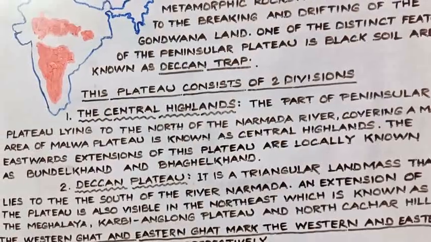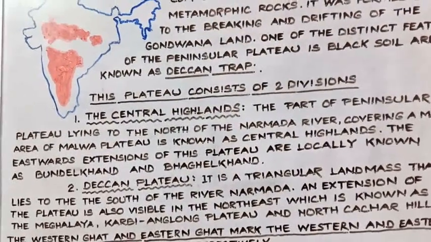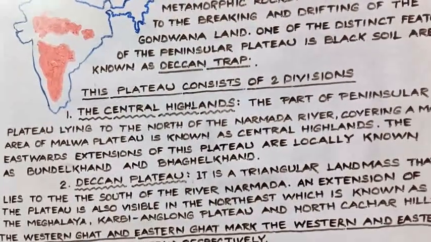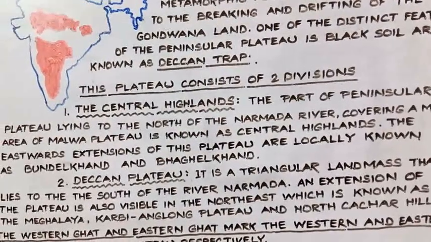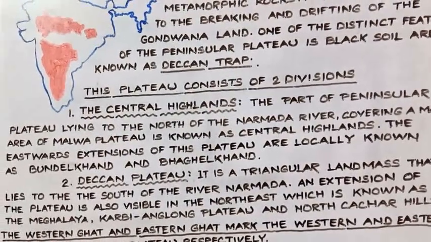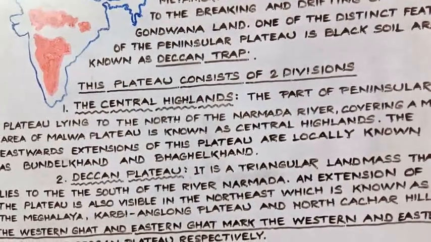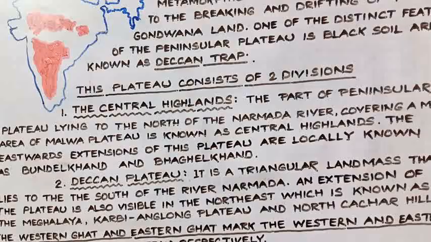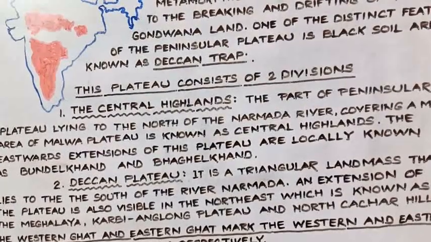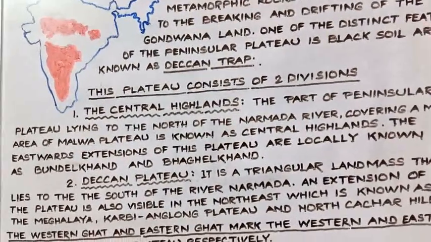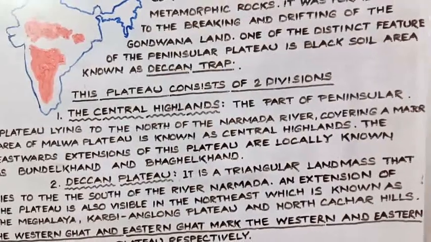Extending towards the east of the plateau, it is locally known as Bundelkhand or Baghelkhand. So this plateau consists of two regions, Bundelkhand and Baghelkhand. The top part is the Malwa plateau, known as the central highland. It has two local names, Bundelkhand and Baghelkhand.